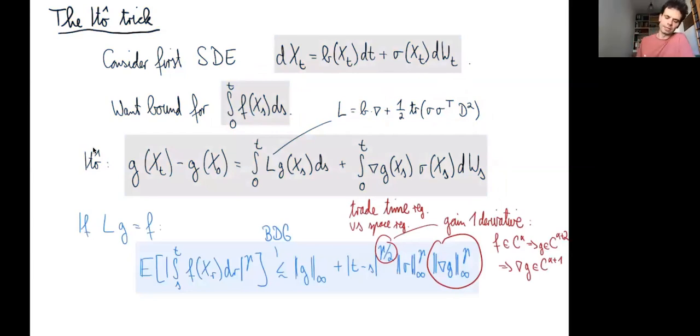And now, so far these problems had nothing to do with each other, and now the idea is to make these two terms the same. And we can do this if we can solve this equation. So if Lg is equal to f, then we can bound this thing. This is then just Lg here, so it's just coming down to bounding this term. We can bound it by g of xt minus g of xs, so now we go from s to t, which we can bound by the infinity norm of g.